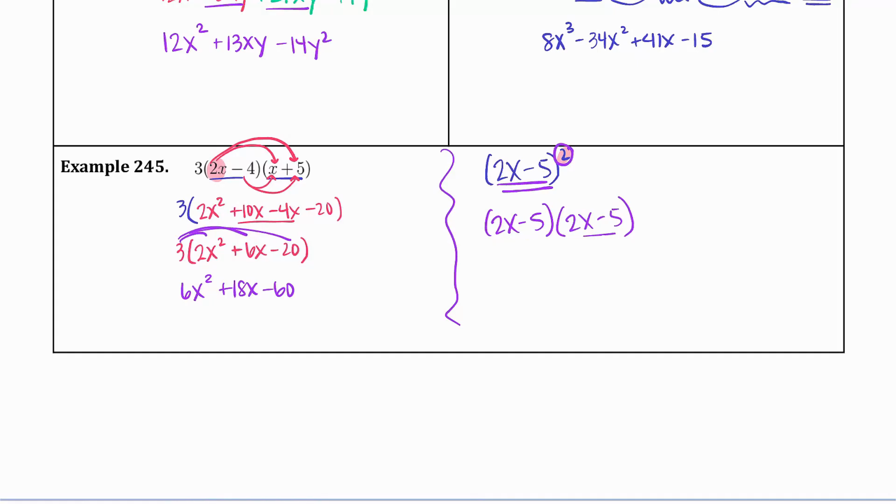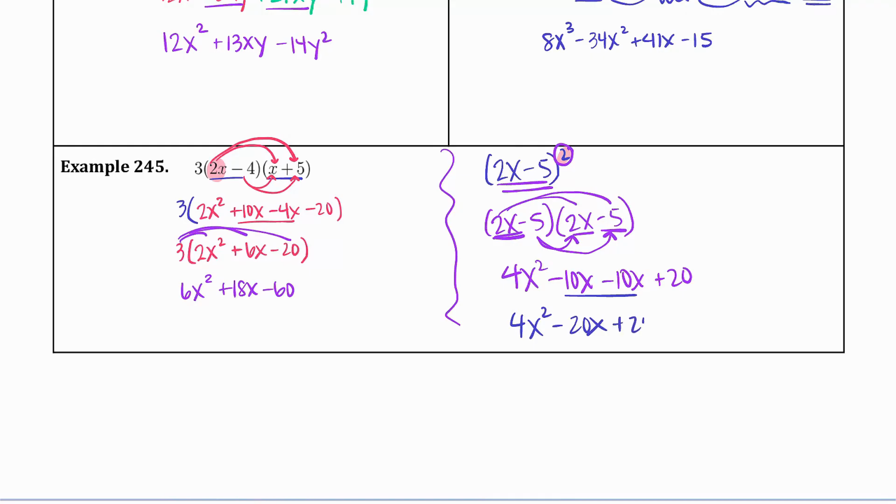After you write it out, now we treat it the same way we did this last one. Distribute. We get 2x times 2x is 4x squared. 2x times negative 5 is negative 10x. Negative 5 times 2x is negative 10x. Negative 5 times negative 5, positive 25. So if we combine our like terms, we get 4x squared minus 20x plus 25. So just kind of keep in mind, if you see a binomial squared, you do not just apply the exponents. You've got to write that binomial out 2 times and then multiply from there.